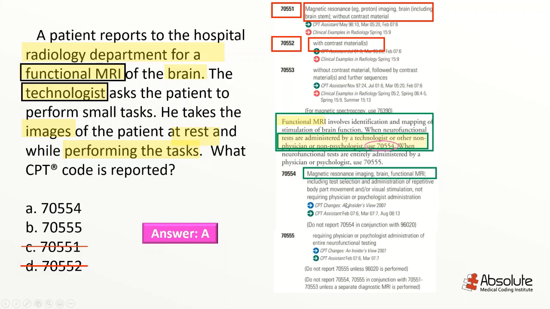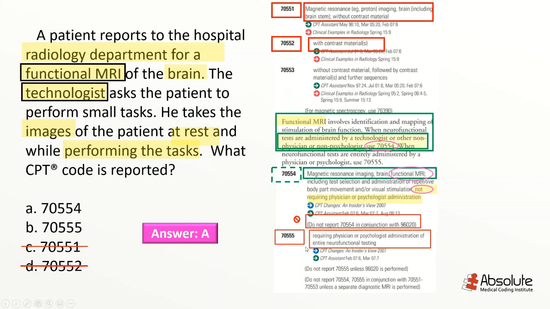It's a functional MRI. And there we go. That matches what we have there, functional MRI. And it is not requiring the physician or psychologist to administer. That's a good code. And we would not report it in conjunction with 96020. That doesn't apply. So we're going to give it a light yes. We already know it's the code. It tells us there.